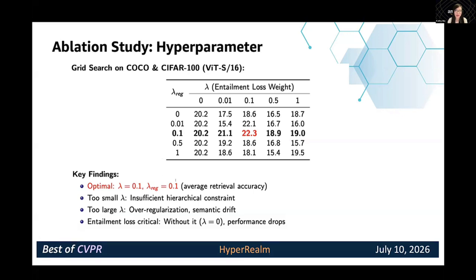And the performance is relatively stable around this sweet spot. It's not hypersensitive to exact values. This confirms that both loss components are necessary and work in synergy. You need semantic alignment and hierarchical structure. One without the other is suboptimal.